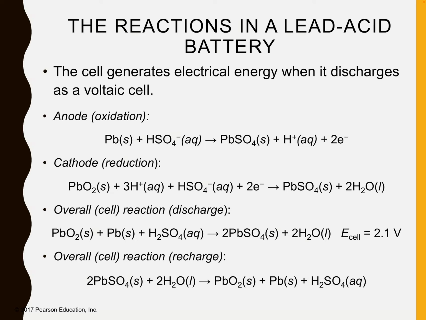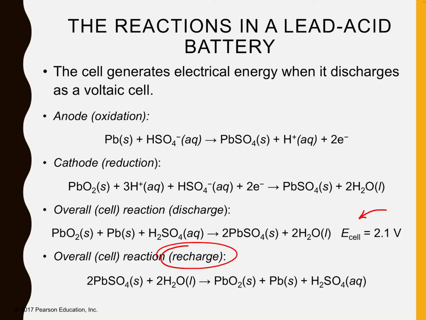So here are our reactions, just in case you're interested. At the anode, your lead is reacting with hydrogen sulfate to make lead sulfate. And then at your cathode, your lead(IV) oxide is again reacting with hydrogen sulfate to make lead sulfate. Okay, so overall, you've got 2 different kinds of lead making lead sulfate, and you can reverse the reaction when you want to recharge it.